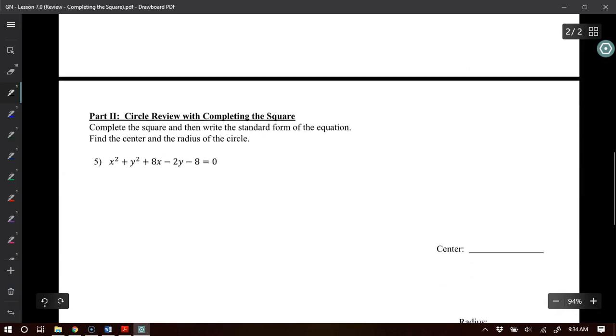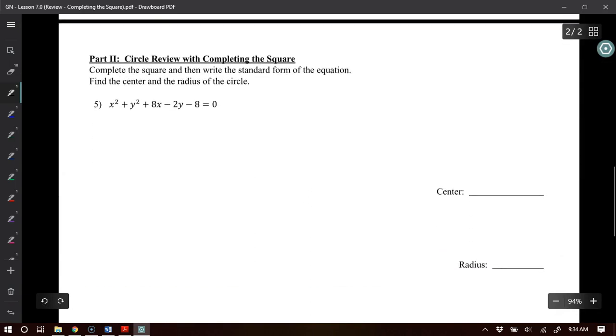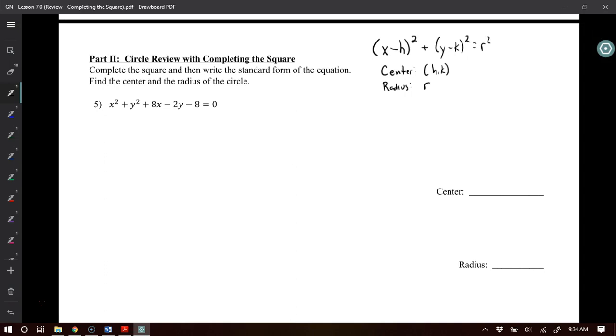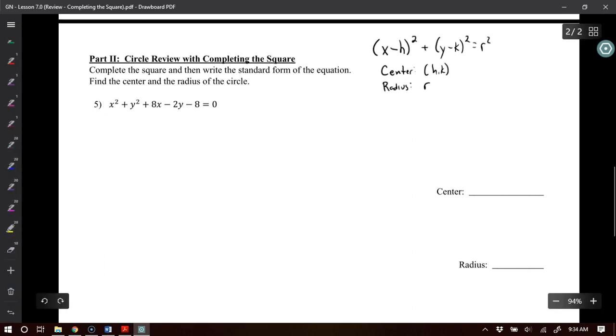Now we're going to apply it to writing the equations of circles. Keep in mind that the equation of a circle on the formula sheet says x minus h squared plus y minus k squared equals my radius squared, where your center is the coordinate h, k and your radius is the value of r. So you have to square root the r squared. And this also involves the idea of completing the square for these.